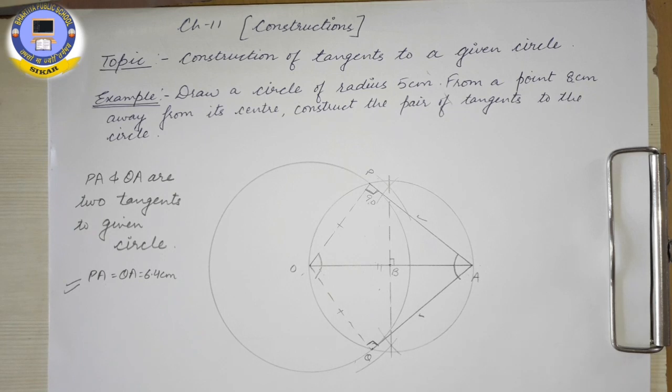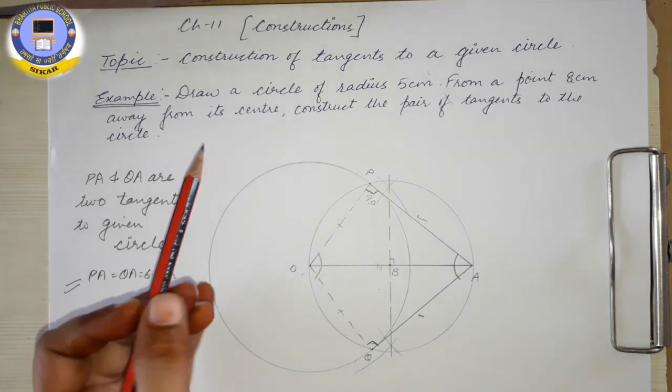Okay. Now look at the first question of your exercise. Take out your NCERT book and read that question. It is the same as this example. So that question you will have to do yourself, 10th class. Read it out. Draw a circle of radius 6 centimeter from a point 10 centimeter away from its center. Construct the pair of tangents to the circle and measure their length. Okay? It is totally the same as this one.